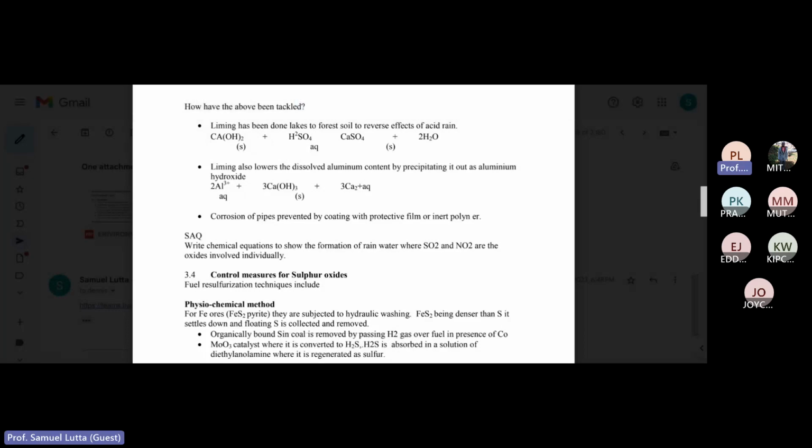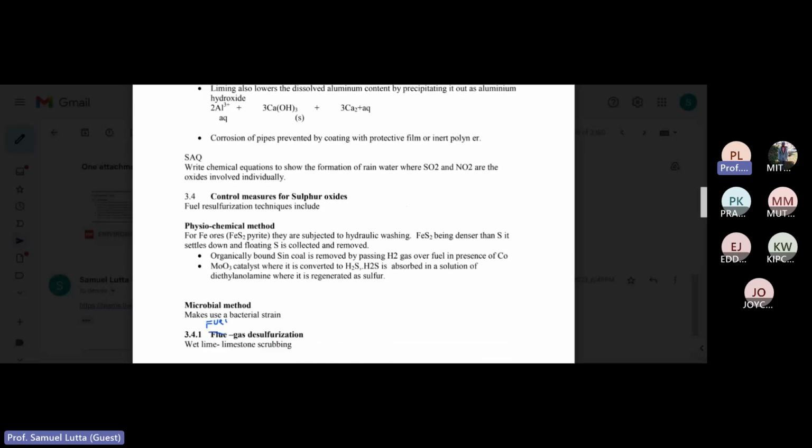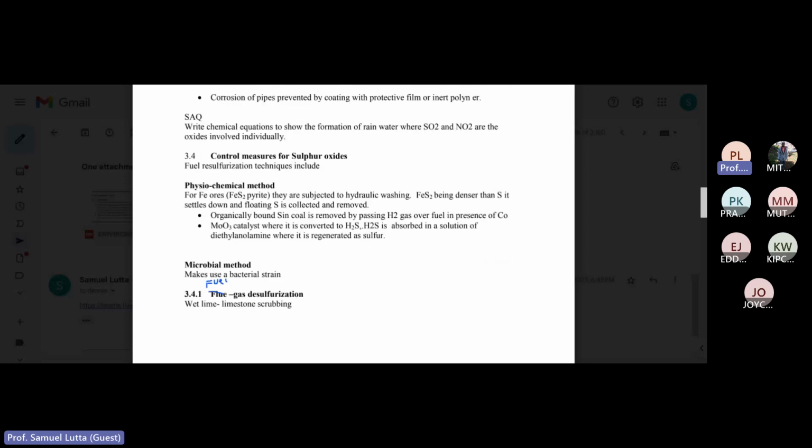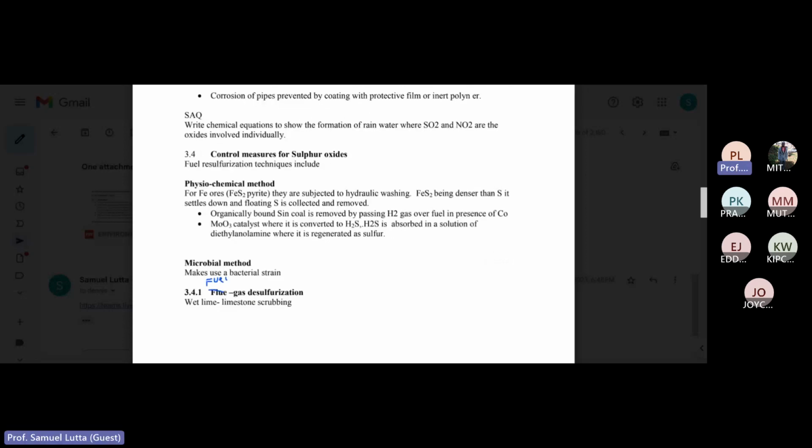So liming is done just to reduce the acidity. When you have this acid rain, it can also corrode pipes. Previously, plumbers used to use lead pipes to fix the water system, but slowly it's being replaced by plastic, because if the water is acidic, it was dissolving the lead, and the lead was finding its way into our bodies. And I think we talked about the effect of the lead.